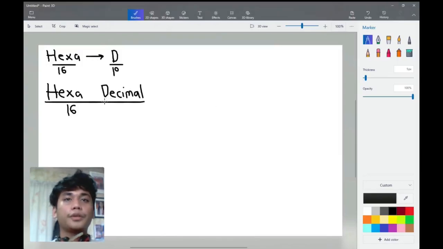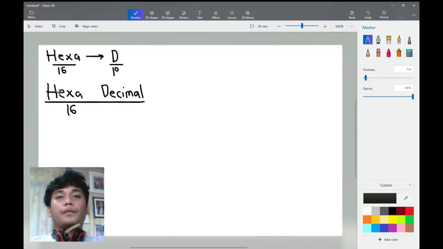Hello, good morning, and today we're going to focus on how to convert your hexadecimal to decimal number. Hexadecimal is a base 16 number, and decimal is a base 10 number. So, we're going to convert. First, we're going to understand that hexa means 6, and decimal is a base 10. So, 10 plus 6 equals 16.